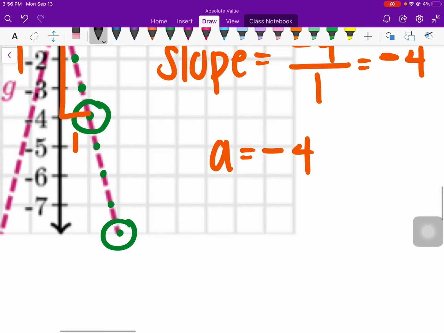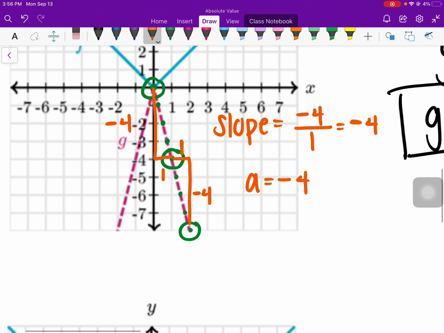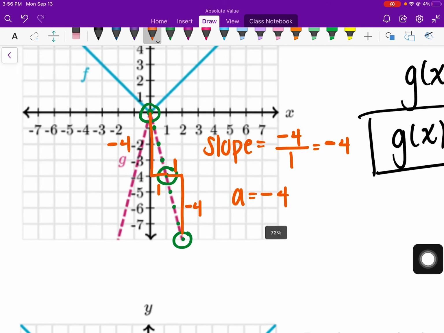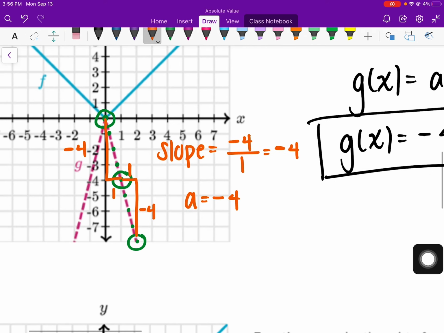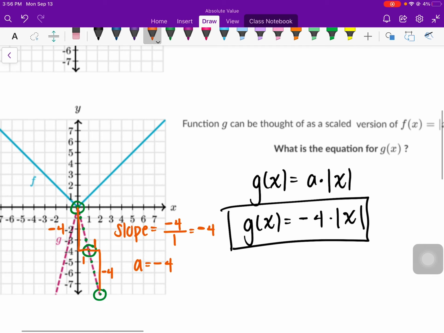If you just want to double check, from this point to that point, it should be the same exact distance of the slope. We're running 1, going down 4. 1, 2, 3, 4, and that's true. So that's 1, and that's 4 down. It should be the same thing on the opposite side, but we're just focused on the right-hand side. Whatever we find on the right-hand side repeats on the left. All right, so that's that.